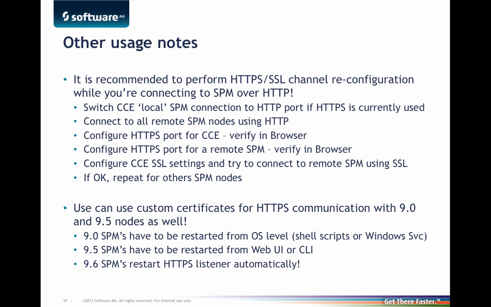Then start step by step: configure the HTTPS port on Command Central itself, verify that you can connect to this port in the browser, and see that the check mark is green. You can verify the certificate details in the browser directly. You can then repeat the same procedure for a single remote SPM node, then change your SSL settings for Command Central and try to connect to this remote SPM using SSL. And if everything works fine, then you can switch all other SPM nodes to use the same HTTPS configuration.